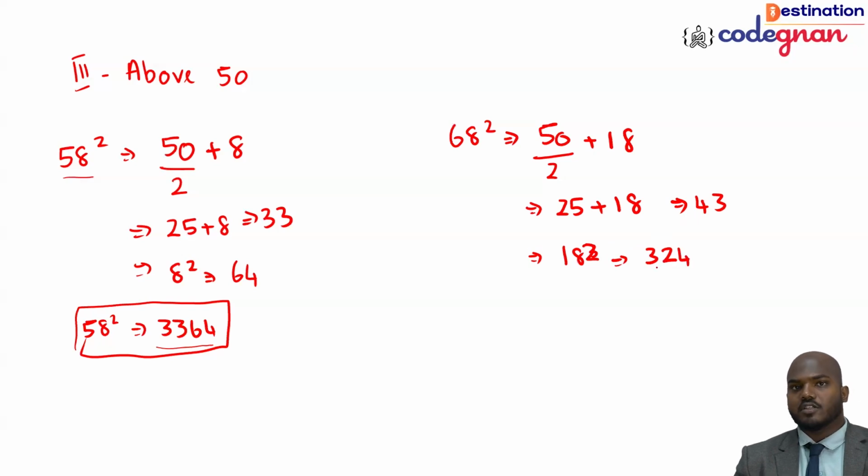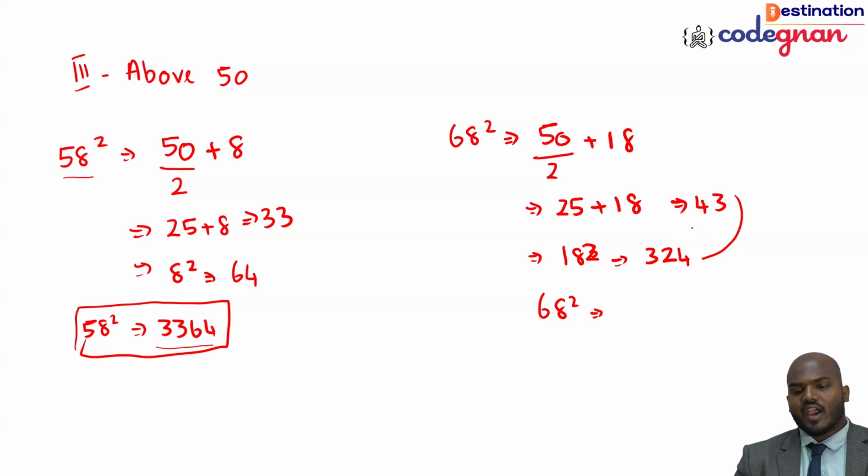Make sure you remember this: 18 squared is very important here. I'm taking 18 squared for 68 squared in this place. Now I need to merge the 43 and the 324.